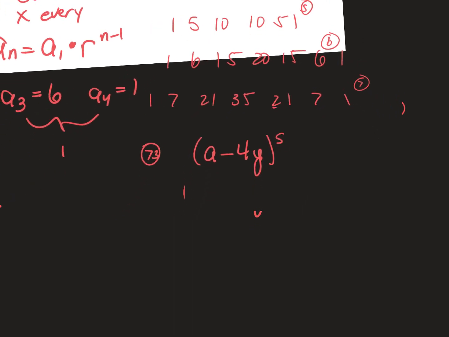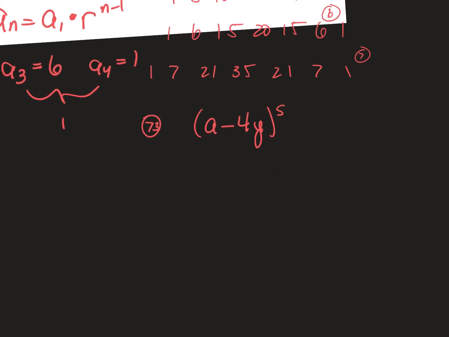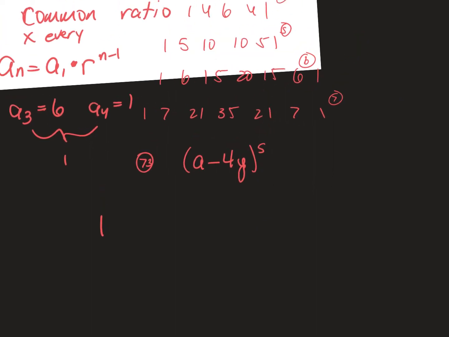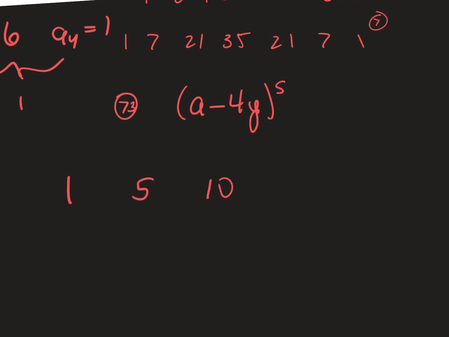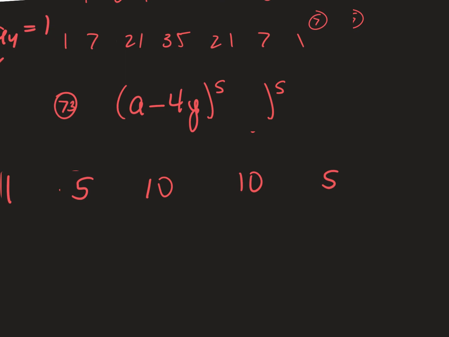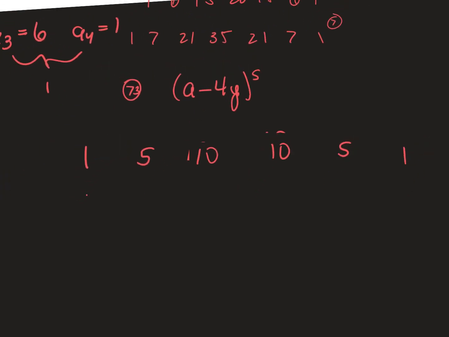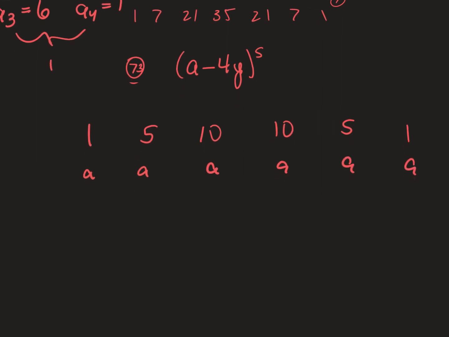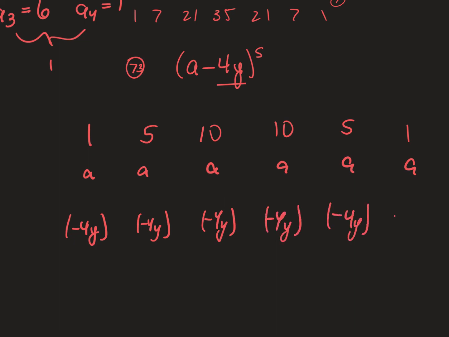So again, the first thing we do is identify the row. What is the row for this one? Fifth. So my numbers are 1, 5, 10, 10, 5, 1, correct? My first term is a, so I'm going to write a whole bunch of a's. My second term is what? It is negative 4y. Very important that you guys remember it's negative and we put it in parentheses because when you square or raise a negative number to different powers, the signs change. Very important. Don't forget that.